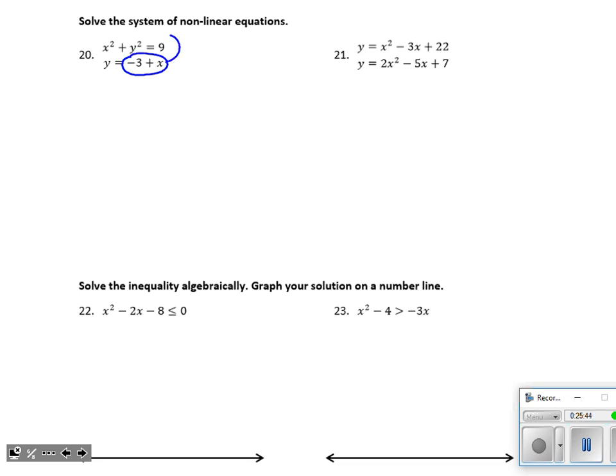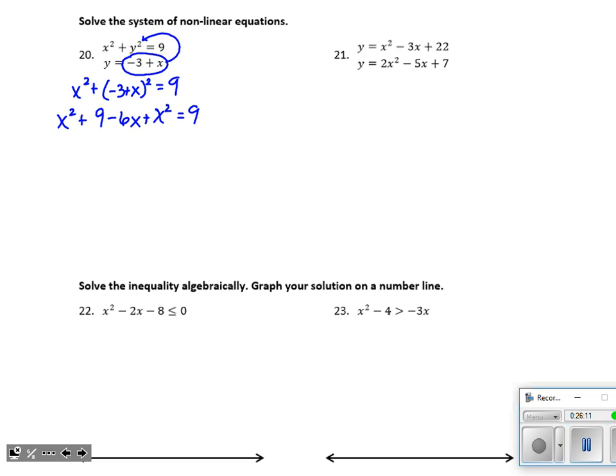If I take this negative 3 plus x and substitute that in for y, then I'll have an equation that only has x's in it. So I've got x squared plus not y, but negative 3 plus x being squared, and that's equal to 9. Let's FOIL out all of this. So I got x squared plus, I've got positive 9 minus 6x plus x squared.